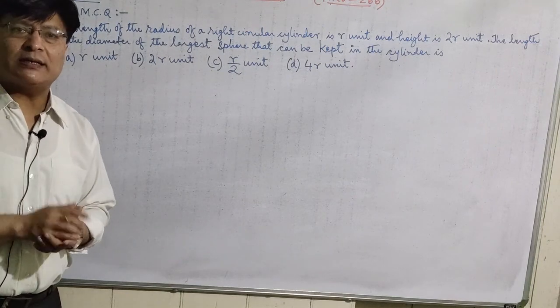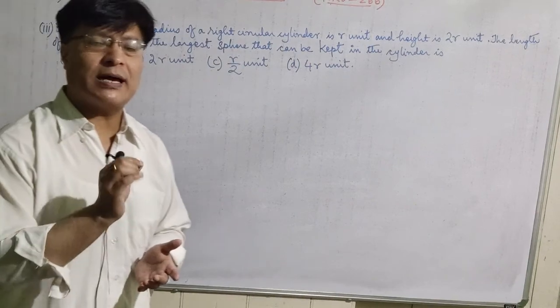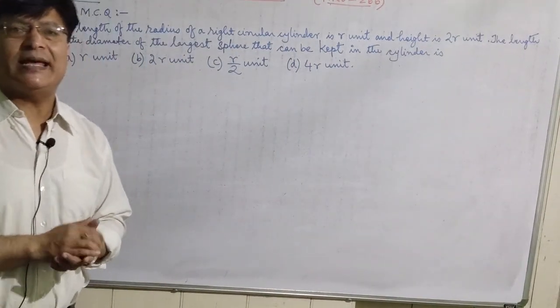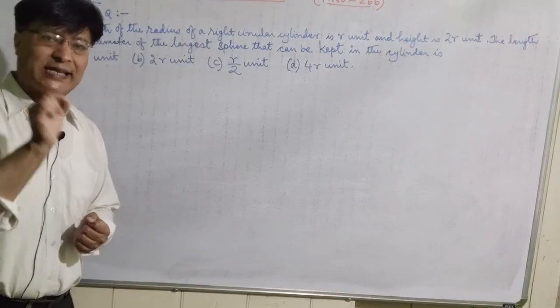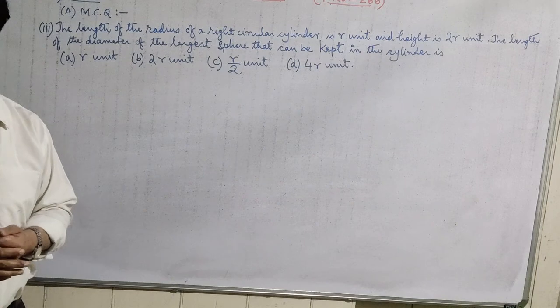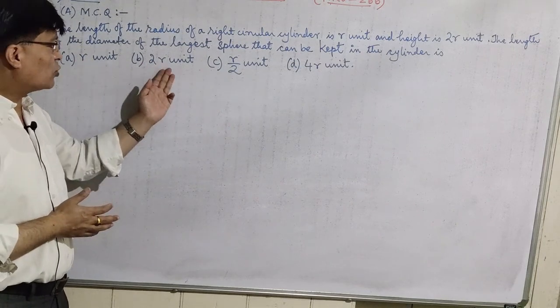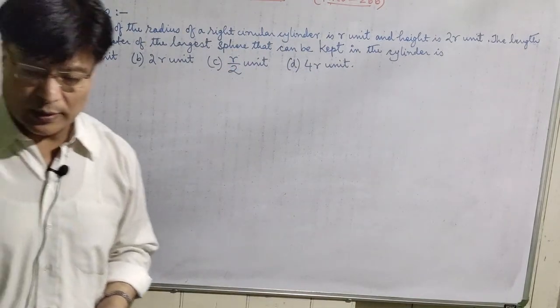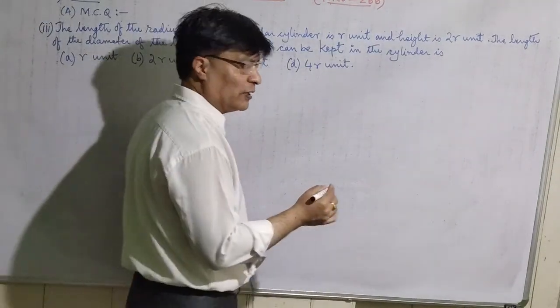You have to find out the length, not the radius, but the diameter of the largest sphere that can be kept inside that cylinder. So the options are given here. Whether it is r unit, is it 2r unit, is it r by 2 unit, or 4r unit. So let us do this problem now. Let us draw the figure here.